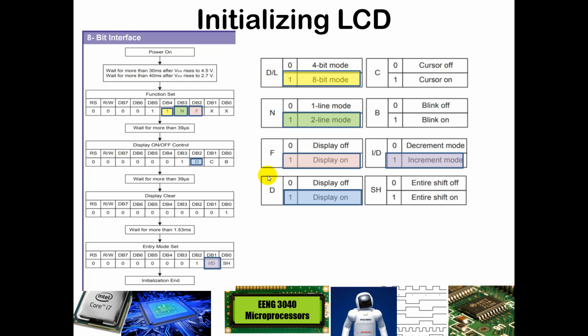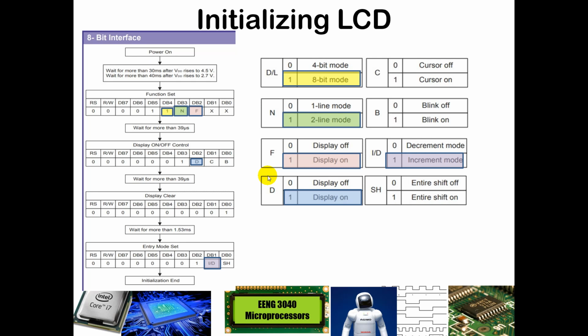And this is used for saving pins. So if you were trying to minimize the number of pins that you're using on your microcontroller, if you had a very small microcontroller, you could send this out one nibble at a time. But since we have the luxury of this external chip, we are going to be working in 8-bit mode. So that's already a solid 1 in there.